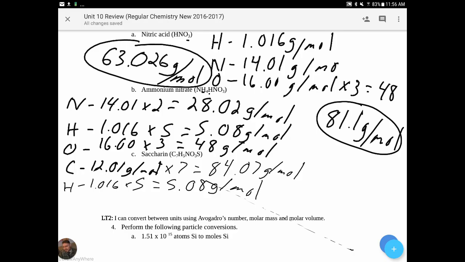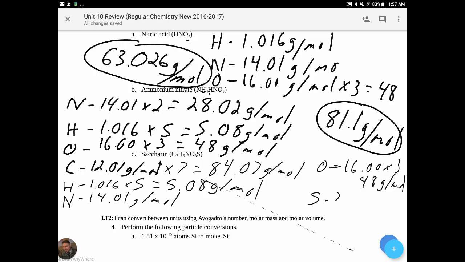All right, next we have nitrogen. There's only 1, so that's just 14.01 grams per mole. Then we have oxygen, which is 16.00 times 3, which is 48 grams per mole. And we have sulfur. Sulfur is 32.07, and there's only 1, so grams per mole there.